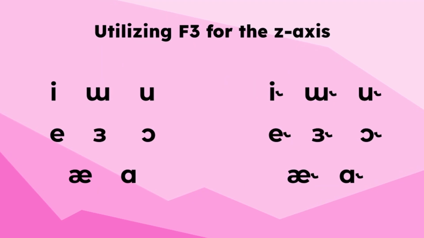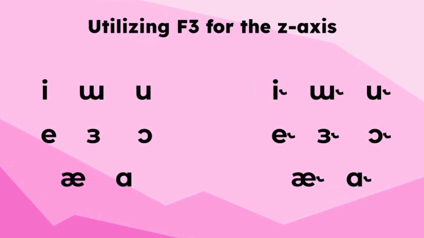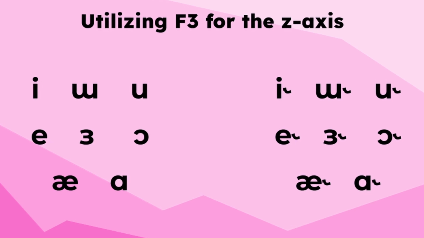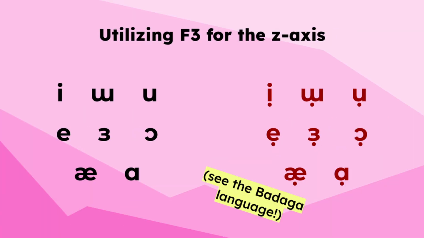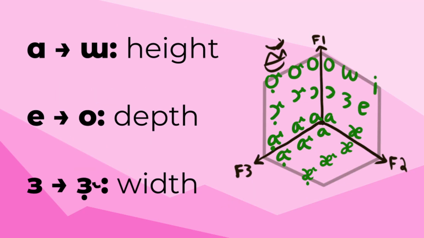And yes, that means this language has rhotic versions of every vowel, and also has double rhotic vowels. Oops! This just keeps F3 as granular as F1 and F2. And thus, space is arranged like so. A to marks height, E to O marks depth, and A to marks left-right.